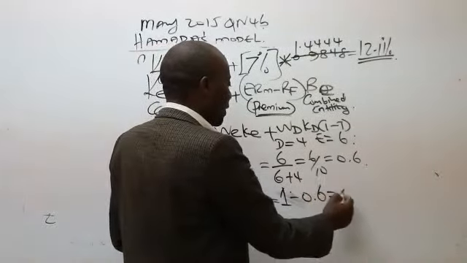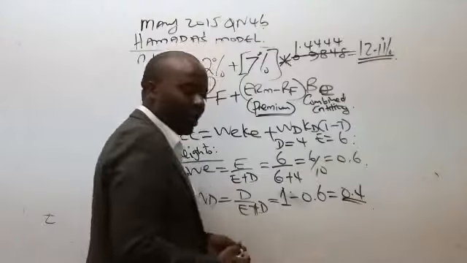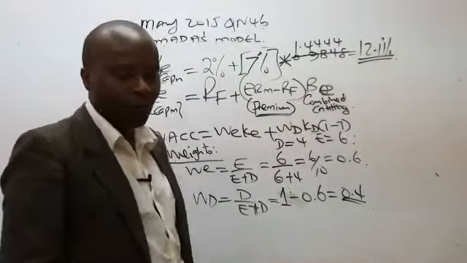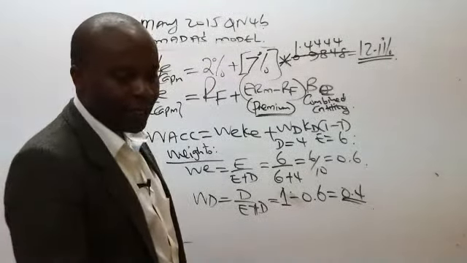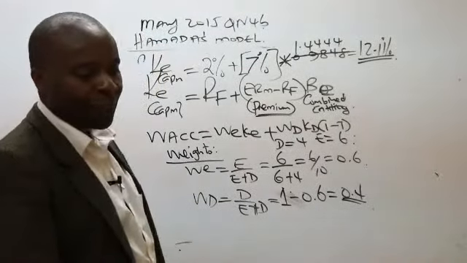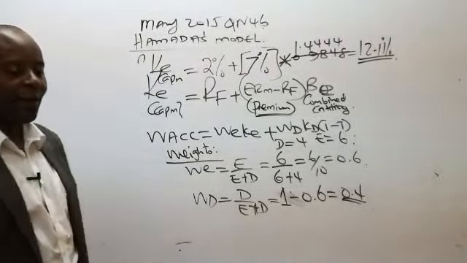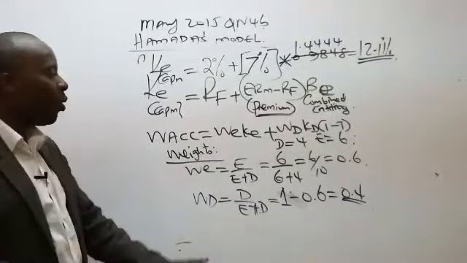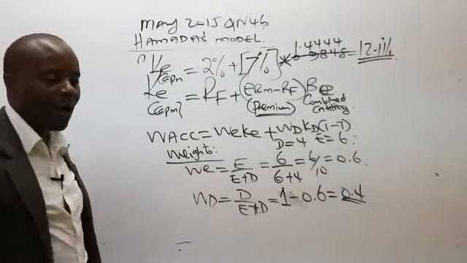1 minus 0.6 gives me 0.4. Great. So, ladies and gentlemen, once I have the weights, now I'm at home.